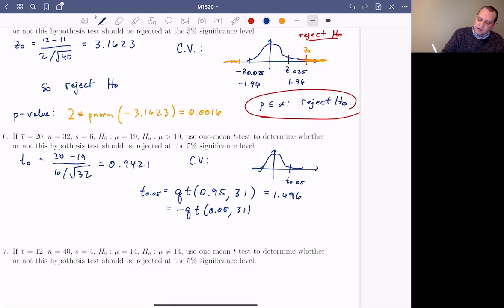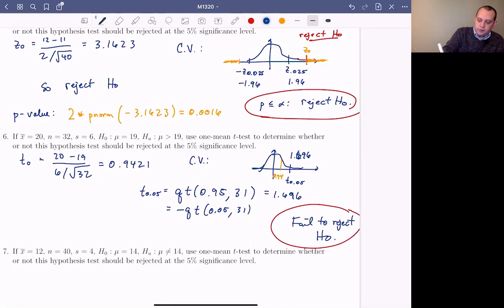So this T 0.05 value, rather, here, this is about 1.696. Our test statistic that we computed was 0.94. That's going to be in the fail to reject zone. So we fail to reject. Okay, so we fail to reject the null hypothesis. Okay, so that's how that'll work there.